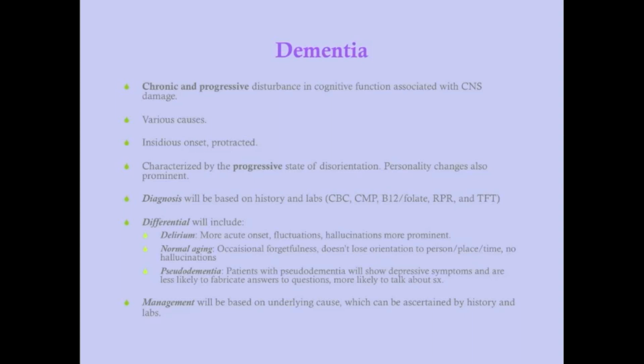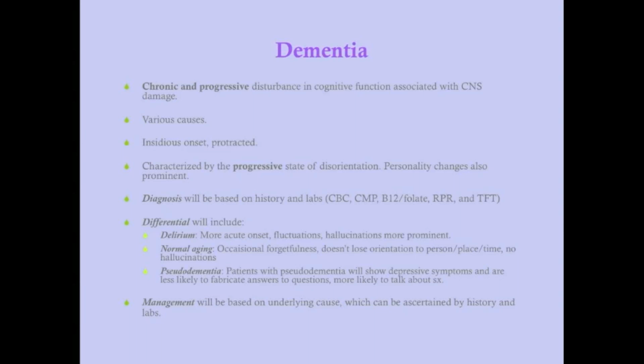So the patient, as the dementia starts, will first be disoriented to time, and then to place, and then as we get into the late stages of the dementia, they'll start to be disoriented to person. And in some types of dementia, personality changes are also prominent.